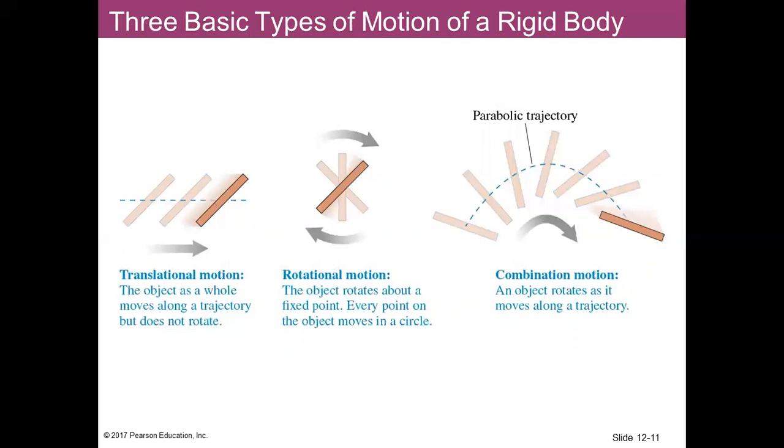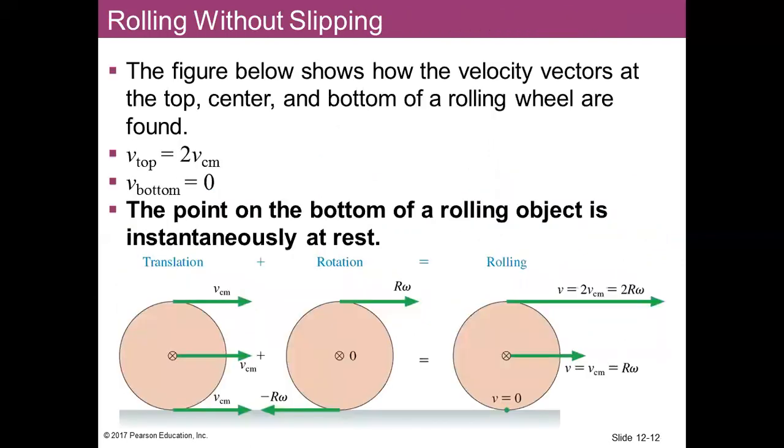Okay, so we have an object here which is rotating about a parabolic trajectory. The figure below shows how the velocity vectors at the top, center, and bottom of a rolling wheel are found. So the point at the bottom of a rolling object is instantaneously at rest. So you can see translation plus rotation, which is rolling.